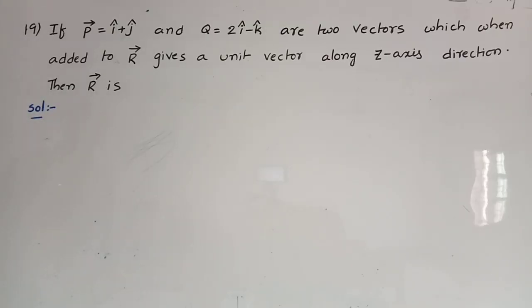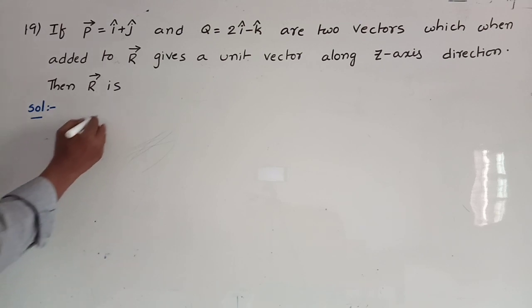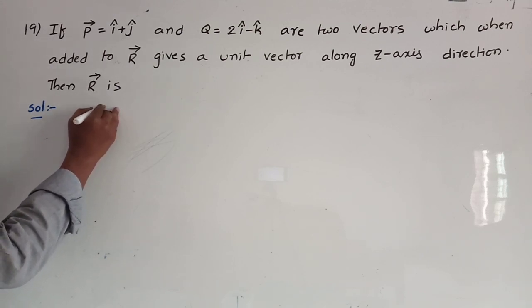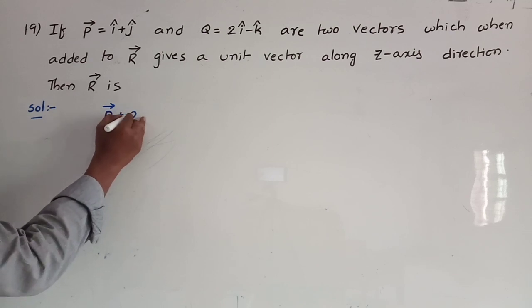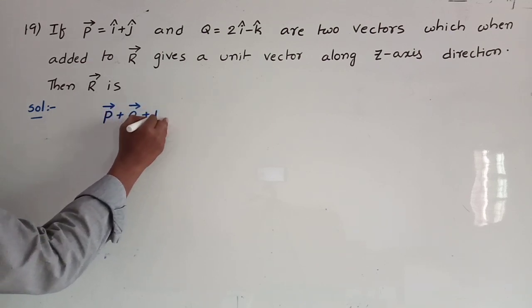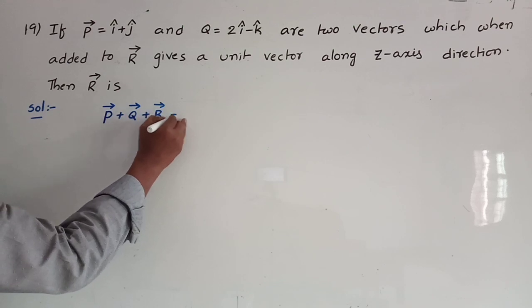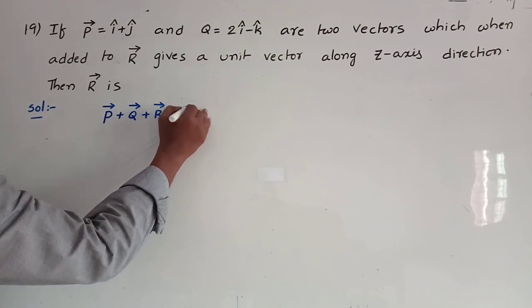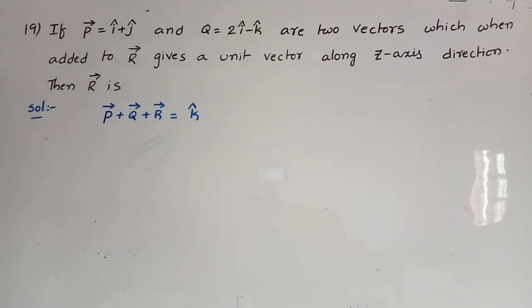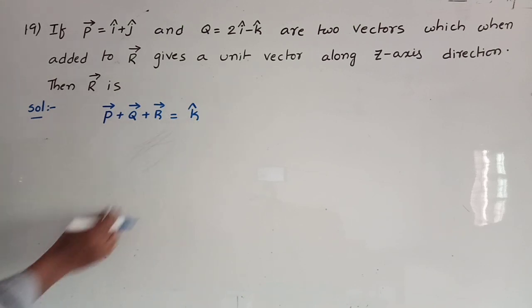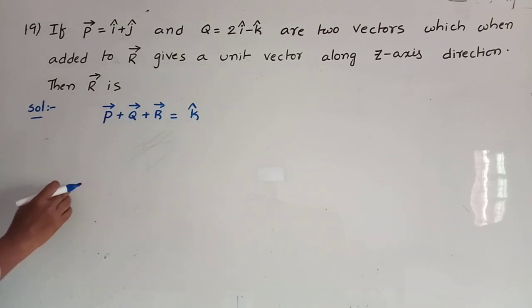Problem number 19. If p bar is equal to i cap plus j cap and q bar is equal to 2 i cap minus k cap are two vectors which when added to r bar give a unit vector along z axis direction, then r bar is? Suppose p bar and q bar are added to r bar, the resultant is a unit vector which is along z axis direction. So the unit vector along z axis direction is k cap. Here we have to calculate the r bar value.